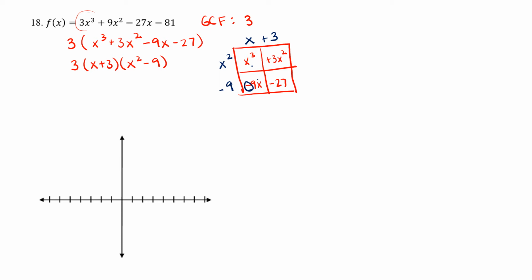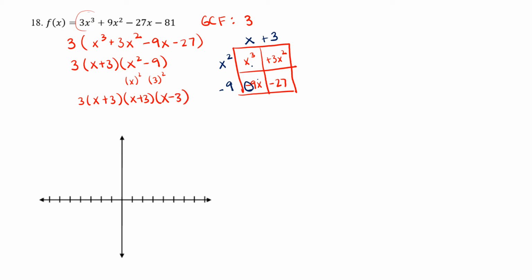But we're actually not done, because x squared minus 9 is a difference of squares. We can factor that further. Again, because we know x to the second power is x squared and 3 to the second power is 9, this x squared minus 9 breaks down into x plus 3, x minus 3.